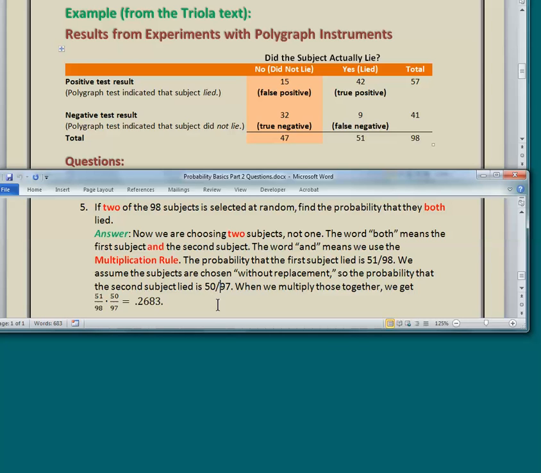If you get a problem like this where you're choosing 2 or more, and the problem doesn't tell you whether it's with or without replacement, we assume it's without replacement. If the problem said with replacement, then that would mean after we chose the first person and found out that they had lied, we would put him back in the group and then start all over again, and the second choice would be exactly the same as the first. So in that case, it would be 51 over 98 times 51 over 98 with whatever decimal that would equal. So that is the end of this presentation.